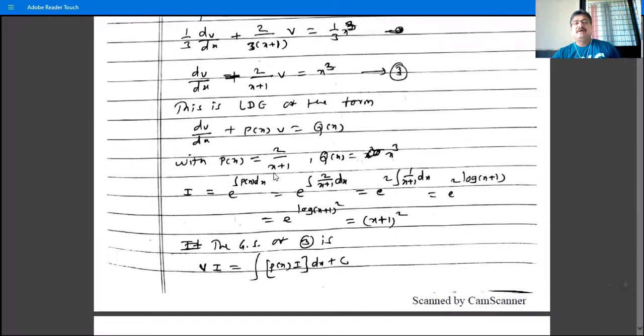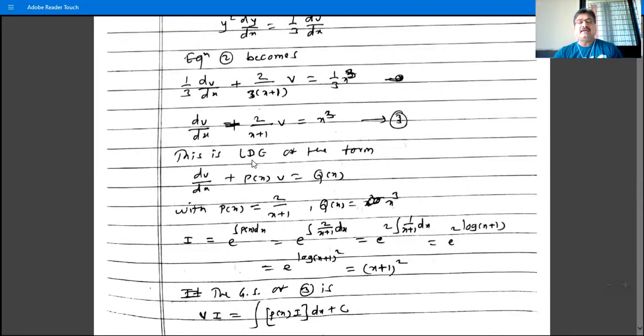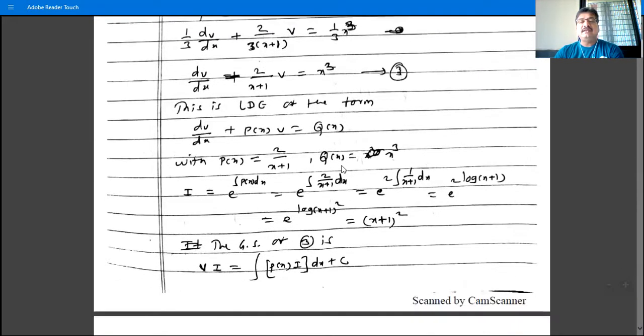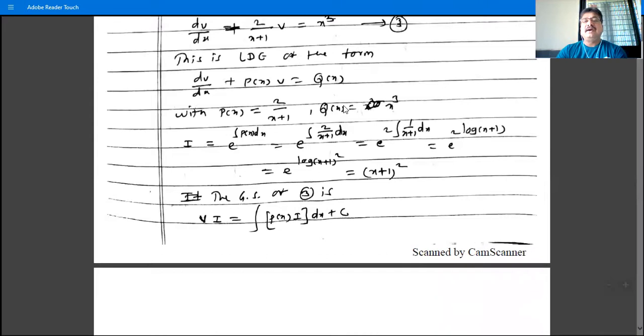So this is the linear differential equation in v and x, instead of y and x. This is the linear differential equation of the form dv/dx + P(x)v = Q(x). Obviously P(x) is 2/(x+1) and Q(x) is x³. Now find the integrating factor. In order to find the general solution of a linear differential equation, we first have to find the integrating factor, and the formula is I.F. = e^(∫P(x)dx) = e^(∫2/(x+1)dx).